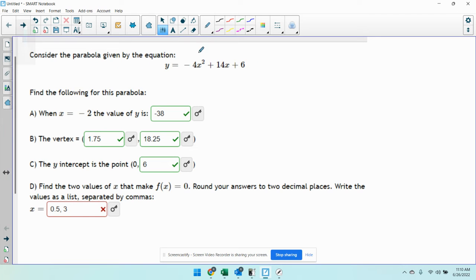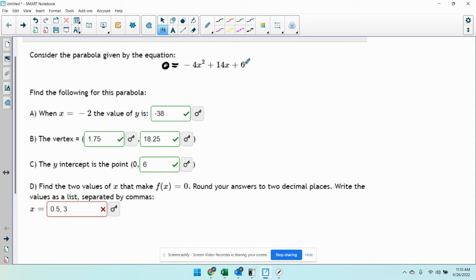Okay, so we have this quadratic, and we're trying to find the values of x that make the function 0. So the first thing we're going to want to do is change this y to 0, and we're just going to solve this equation. So we can try and factor it. You might realize that it doesn't factor, I don't think.